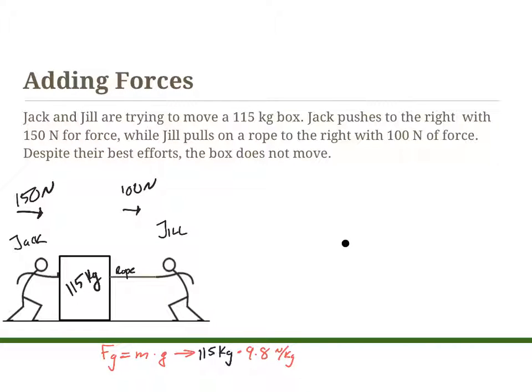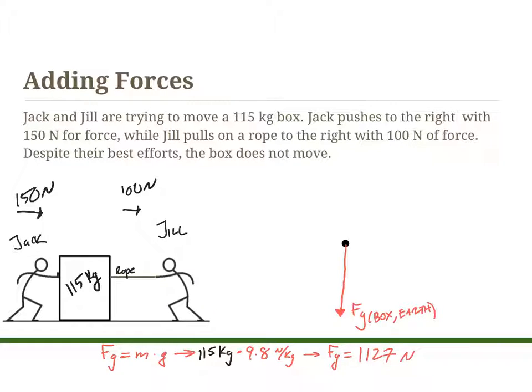So that tells me that Fg, when I solve for the force of gravity in this case, is going to be equal to a grand total of 1,127 newtons. So now, when I draw this force, I'm going to draw this, and I'm going to say force of gravity is the box, force of gravity applied on the box by the earth.